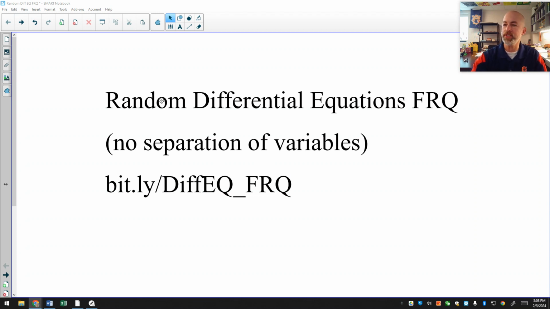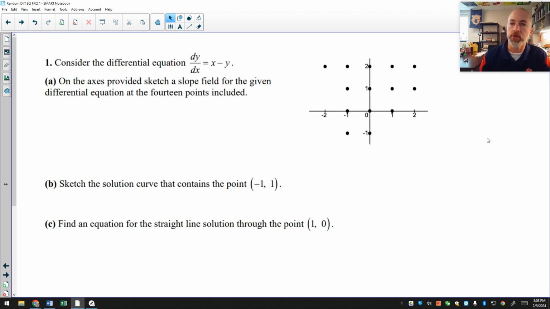And this question does not have separation of variables in it. So if you're looking for separation practice, this is not one to look at. So look at this one.